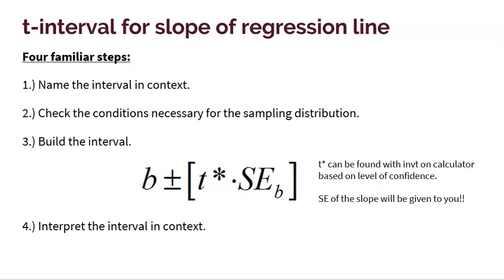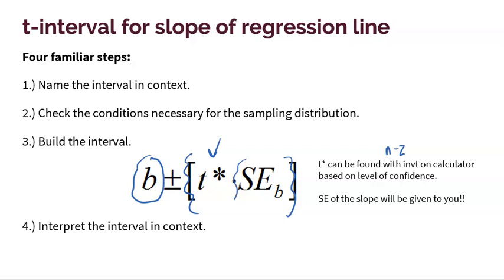Now, building the interval is actually really easy. You start off with your slope, the slope you found from your sample. Then you go up and you go down by what is called the margin of error. That's this back part. To find the margin of error, you take t star, which you're going to use on your calculator, inverse t, to get. Remember, you have n-2 degrees of freedom when you go and find that t star. And you're going to multiply it by the standard error.